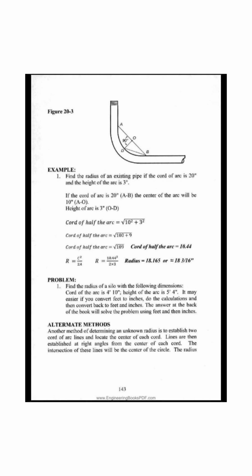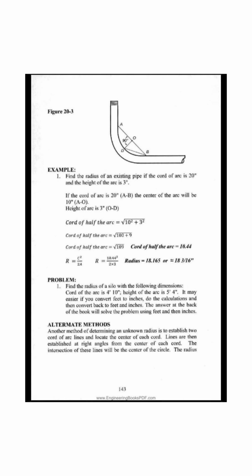Chord of half the arc equals the square root of 10 squared plus 3 squared. Chord of half the arc equals the square root of 100 plus 9. Chord of half the arc equals the square root of 109. Chord of half the arc equals 10.44. R equals C squared over 2A. R equals 10.44 squared over 2 times 3. Radius equals 18.165, or 18 3/16 inches.